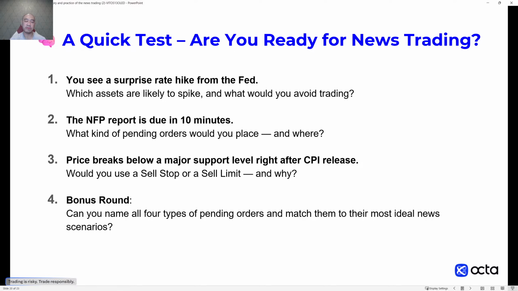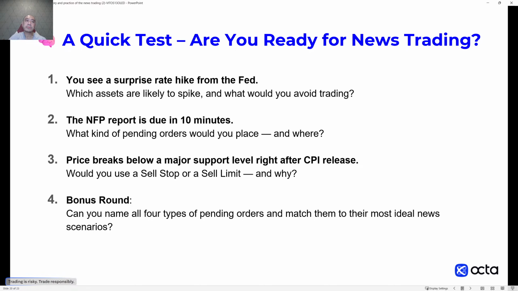If there is a range, if there's an accumulation phase, I'll use both buy and sell stop orders. Simple as that. If price breaks below a major support level right after CPI release, would you use a sell stop or a sell limit, and why? If price breaks below a major support level right after CPI release, I wouldn't use a sell stop. That means I would actually trade after the news. I would use the sell limit. So that would be giving you those scenarios now.